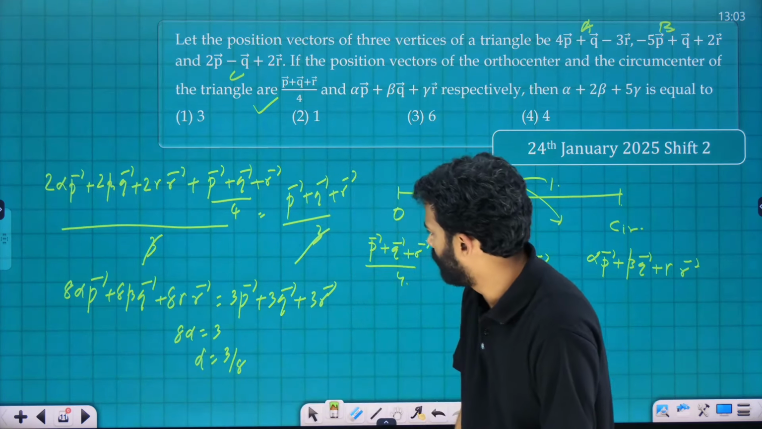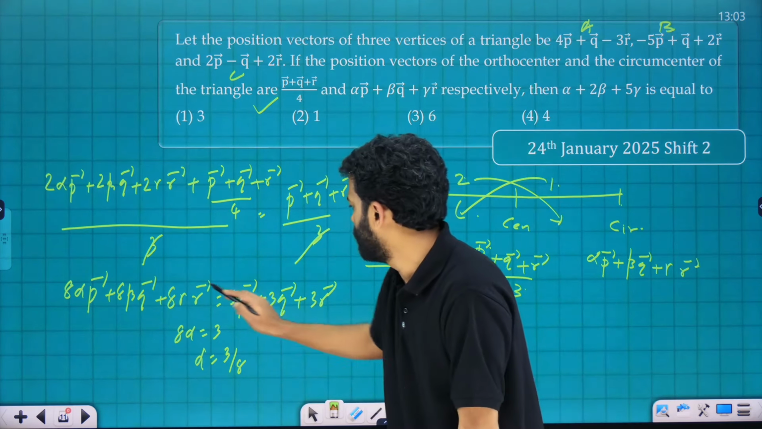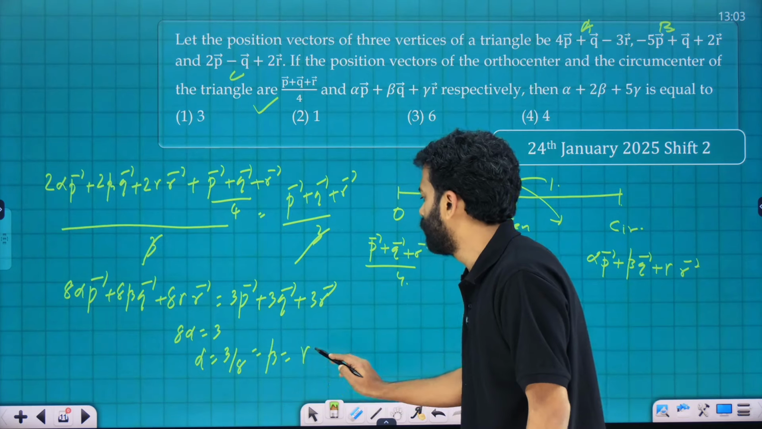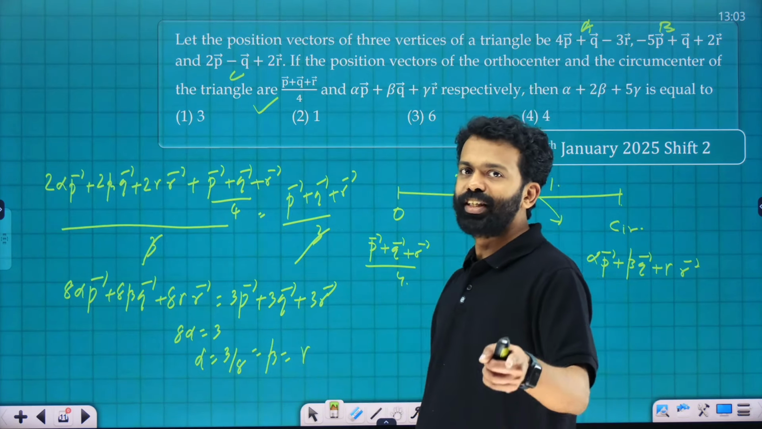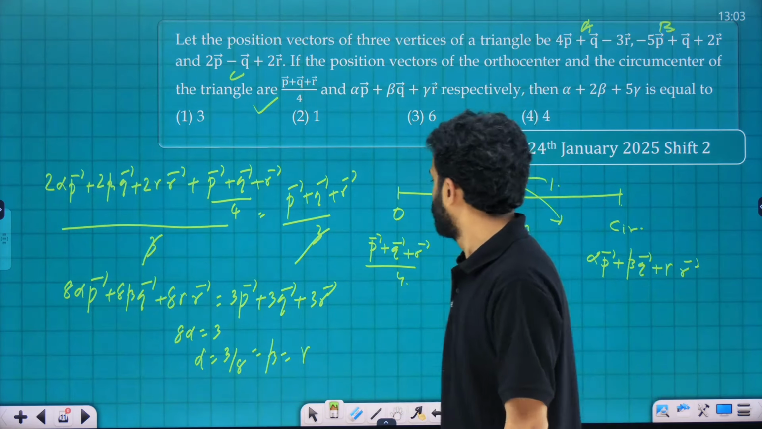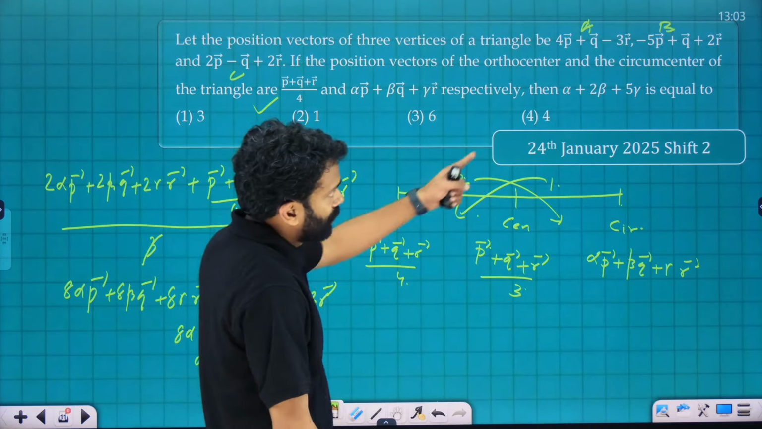Okay, I think the same will be for beta and gamma. 8 beta is equal to 3. Therefore beta is also equal to 3 by 8, which will be equal to gamma. Therefore alpha is equal to beta is equal to gamma is equal to what? 3 by 8. Okay, so moving towards the final cut.